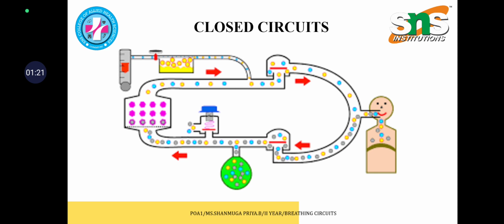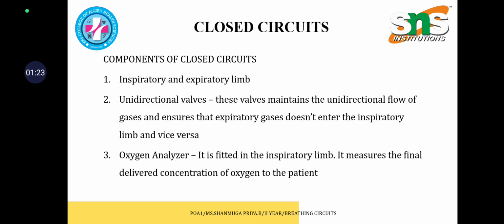This is a schematic diagram of closed circuits. Components of closed circuits. We have two limbs, that is one inspiratory limb, another one is expiratory limb. And we have two unidirectional valves. One is inspiratory valve, another one is expiratory valve.